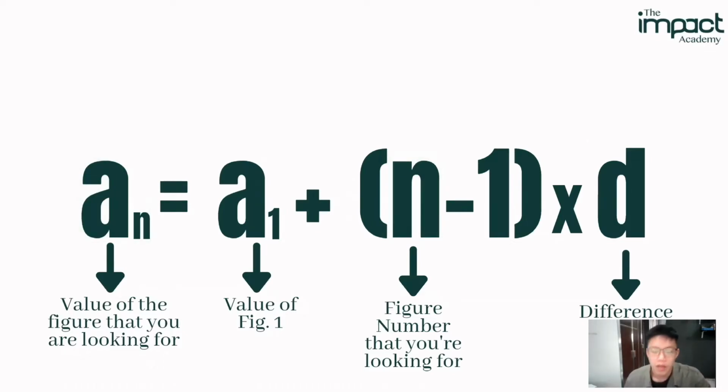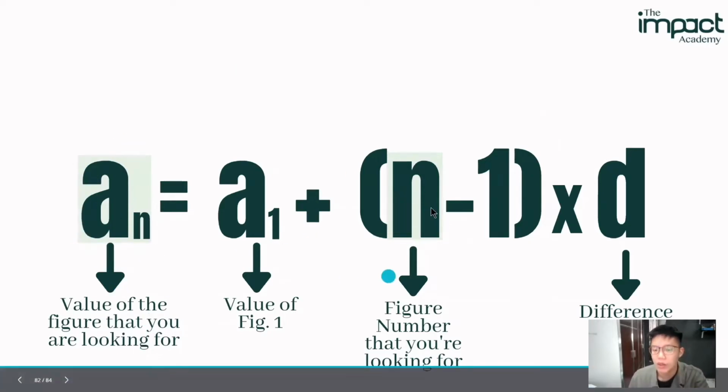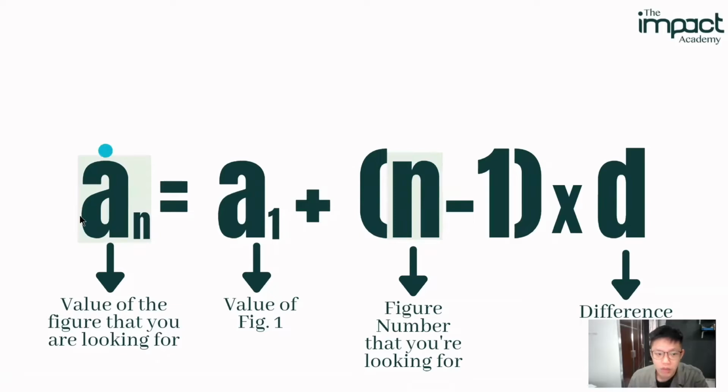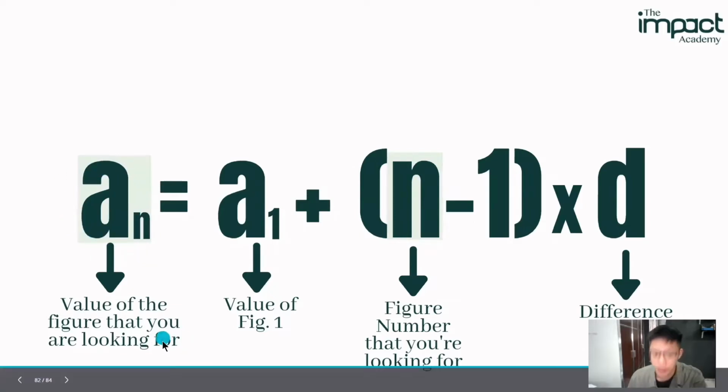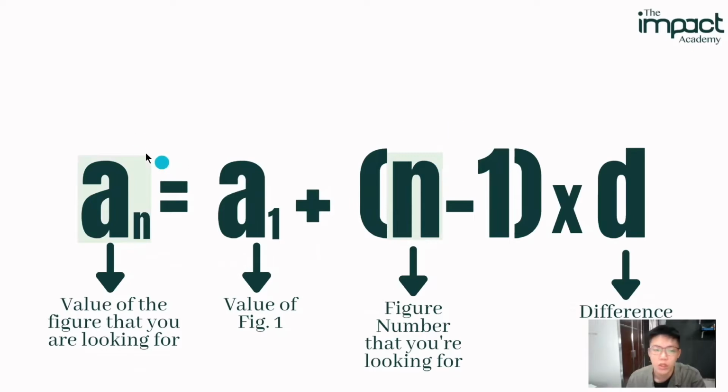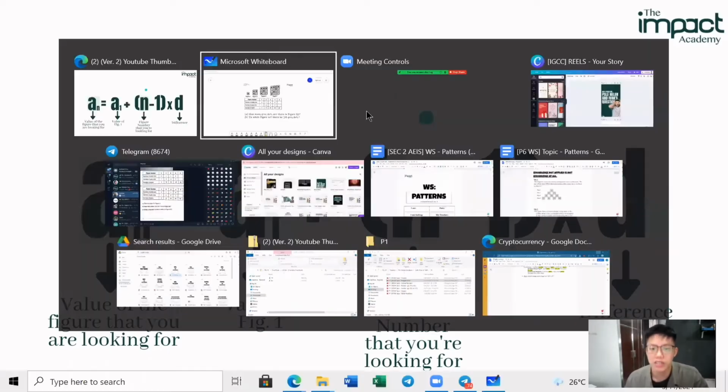Now, in an equal interval question, there will only be 2 things that they will ask you. They will either ask you for the value of the figure that you're looking for, or they will ask you for the figure number. When they are asking you for the value of the figure, then the figure number will be present. Everything else, of course, is present. So if they ask you for this, this will be present. If they ask you for this, this will be present. So there will only be one question mark. Make sense? There will only be one unknown. So without any further ado, let's get right into it.